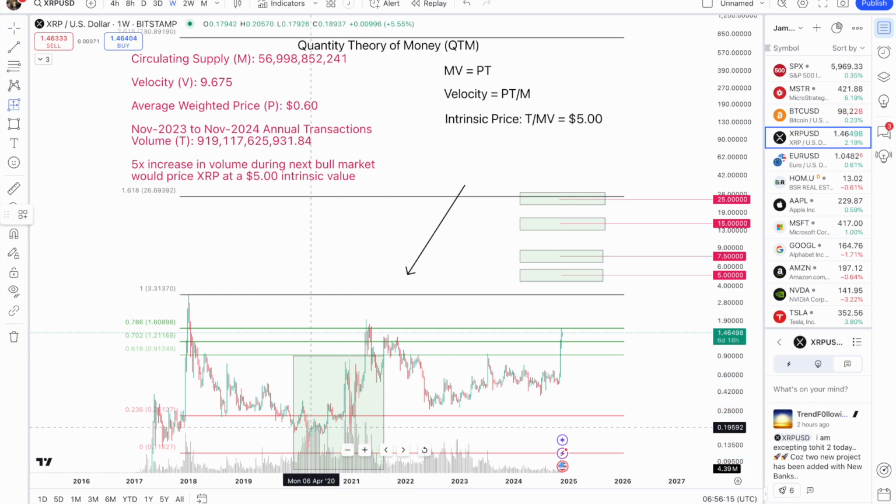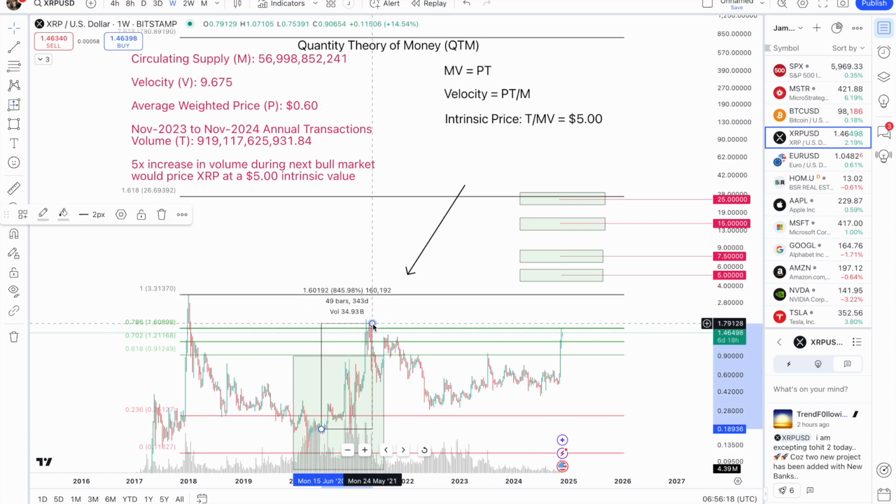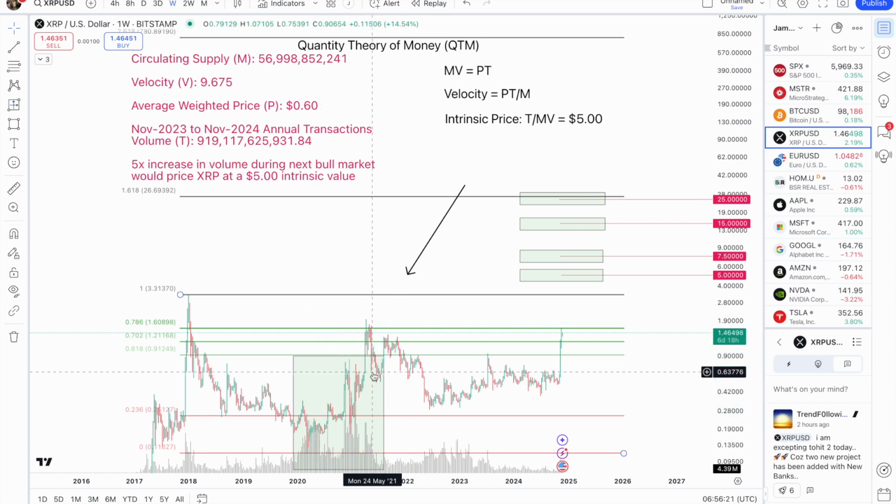And still, what happened, guys? Still, what happened is that it rallied by 800%. It was a huge laggard, but it went up 800% with all that happening.